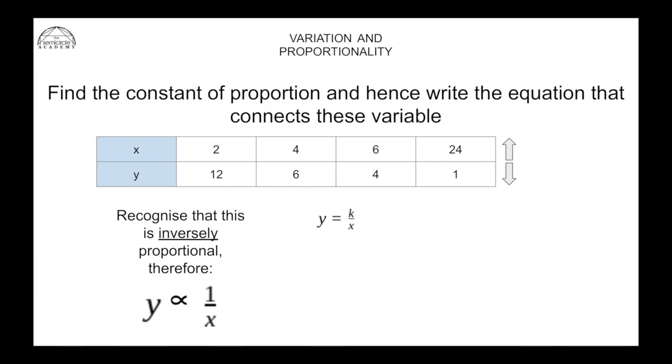And then we could plug in values of x and y. So let's use the first ordered pair there. When x is 2, y is 12. And from this, we could actually get k to be 24. And now we have the equation that describes this inversely proportional relationship. Y is equal to 24 divided by x.